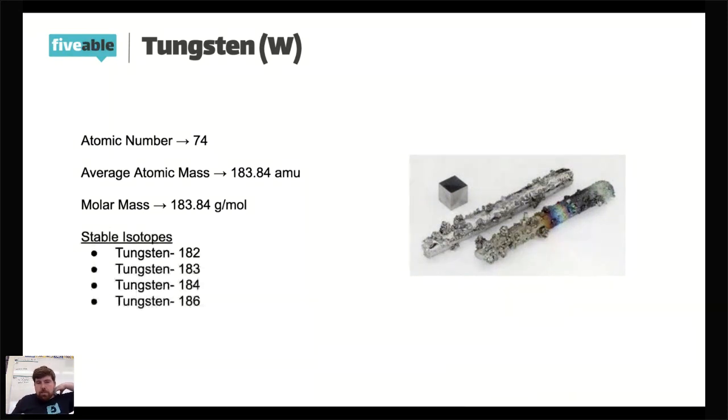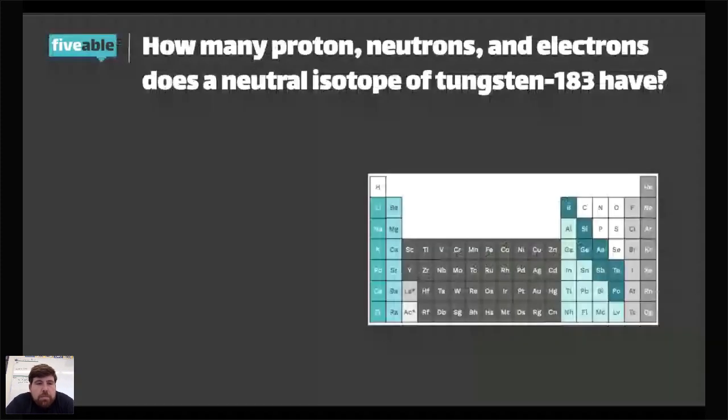Some stable isotopes of tungsten are 182, 183, 184, and 186. 185 is not stable. So none of these things are stuff that you have to memorize. They will either be on your periodic table, which hopefully you all have sitting right next to you, or it'll be information given to you on the test. So for example, let's go ahead and check out this next question here. How many protons, neutrons, and electrons does a neutral isotope of tungsten 183 have?